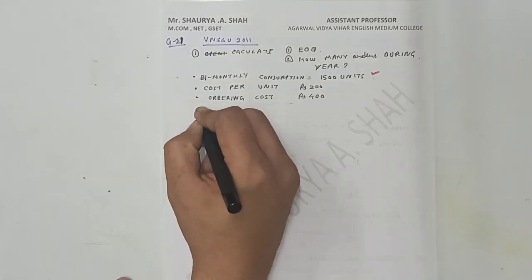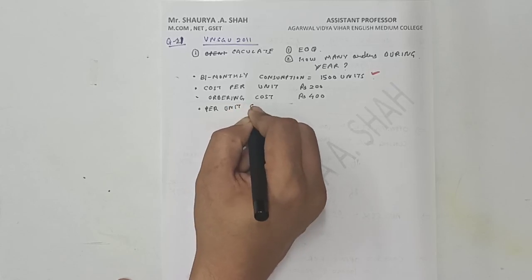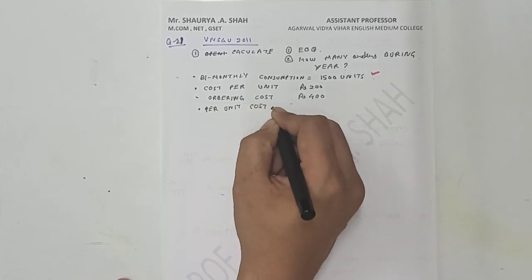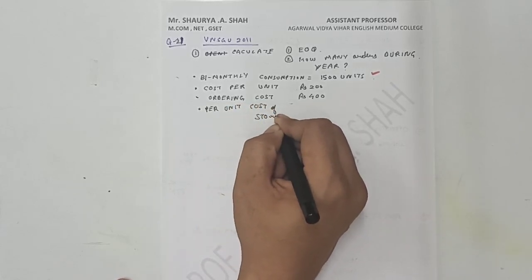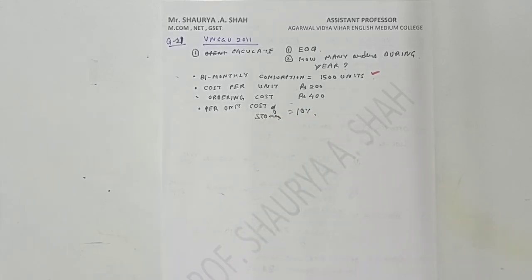One more information is given here which I missed out, that is your per unit cost of storage. Per unit cost of storage is also given 10%, right? So that you need to find out. So we'll be starting with the sum, right?